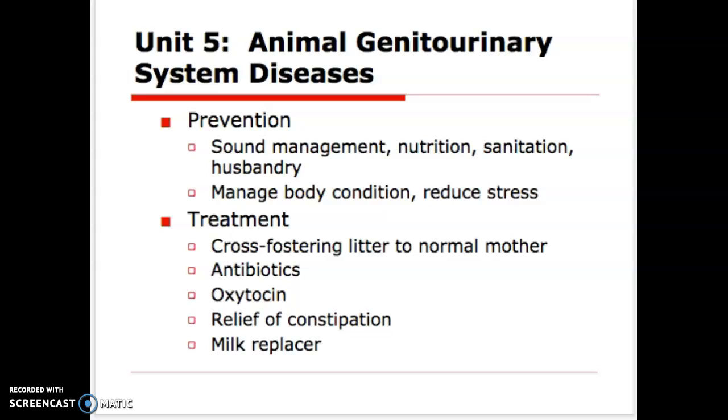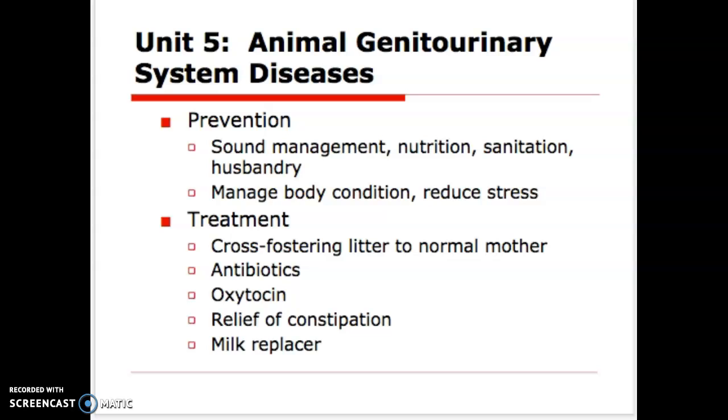Prevention, again, very similar types of things to bovine mastitis problems. Sound management, really good nutrition, clean sanitation in the pig barn, and then just good animal husbandry. And simple: manage good body condition and reduce whatever stressors are out there.